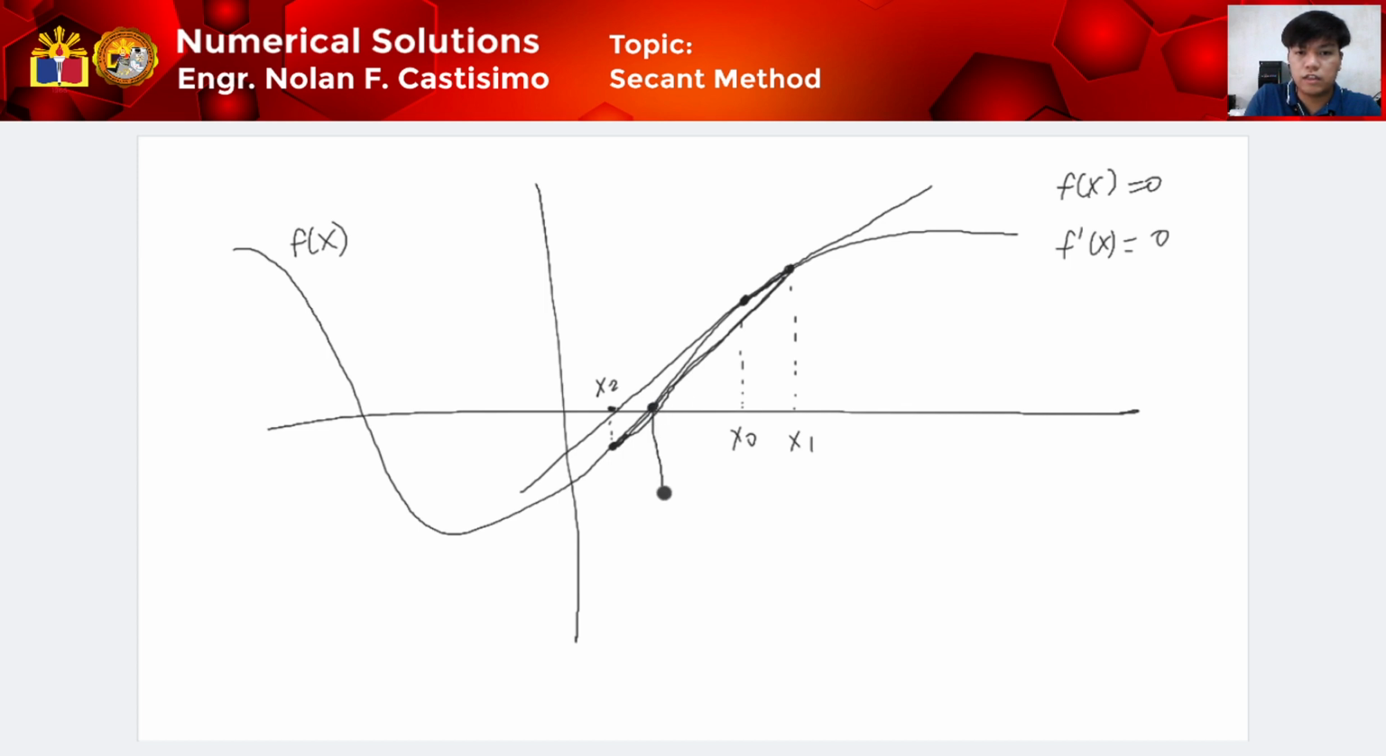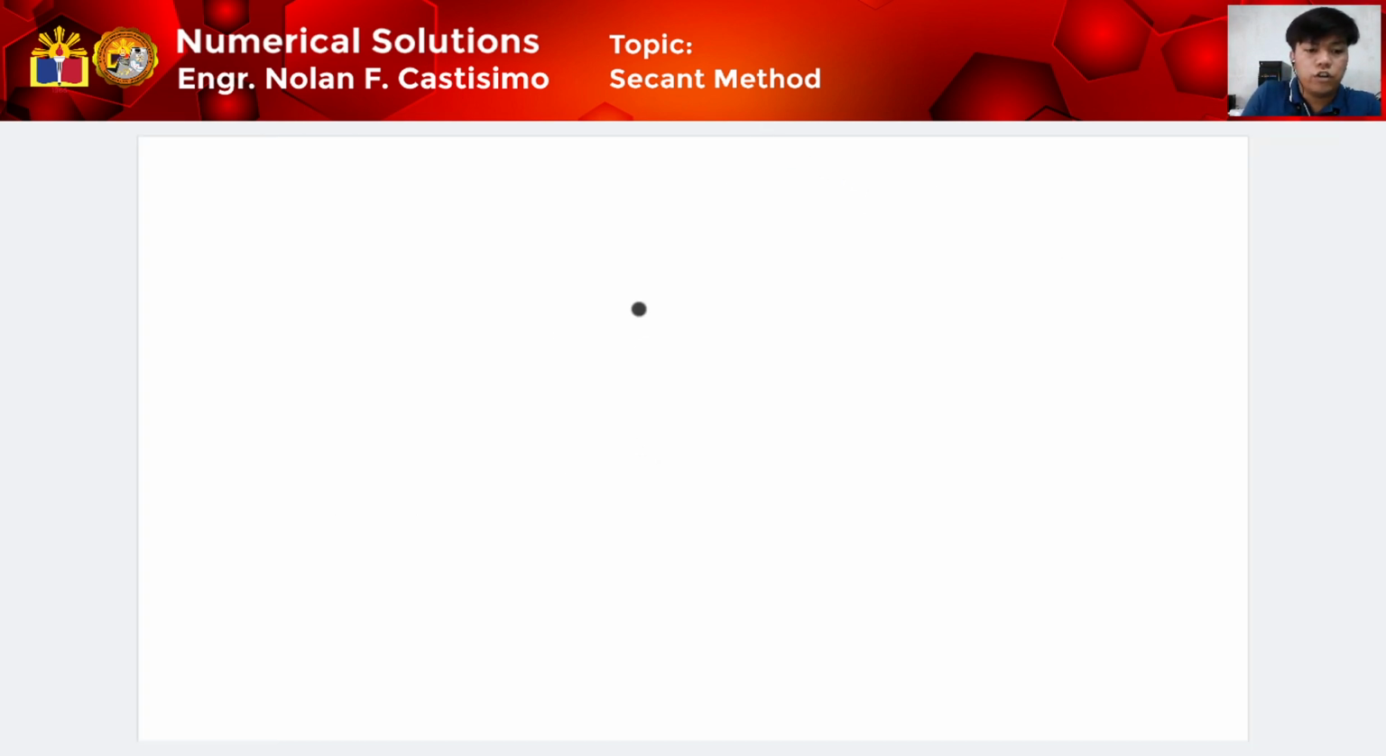Here is our root. So that is the graphical explanation of the second method. In the next frames, we're going to discuss the approach based on Newton's method.